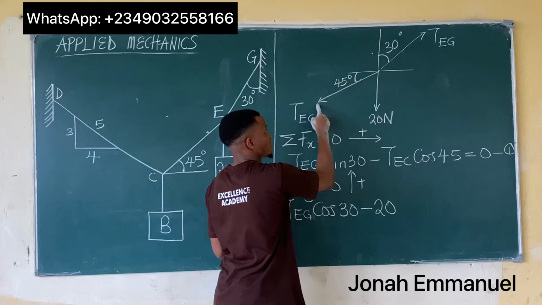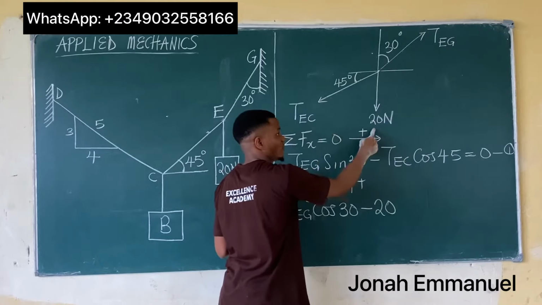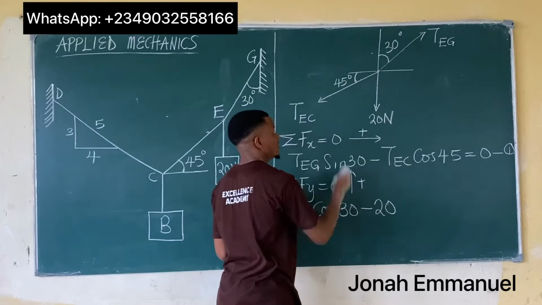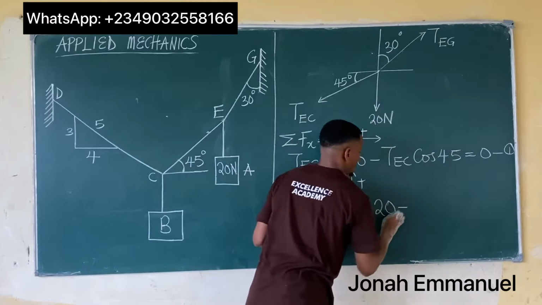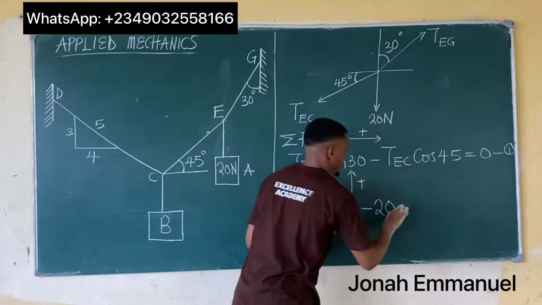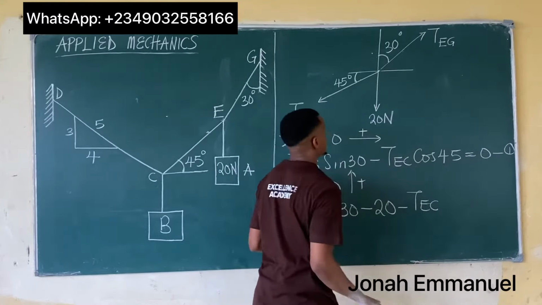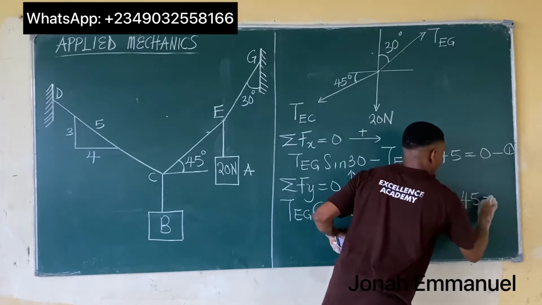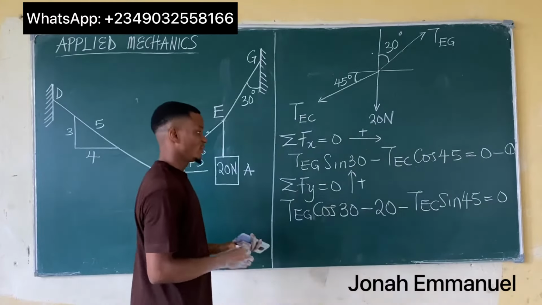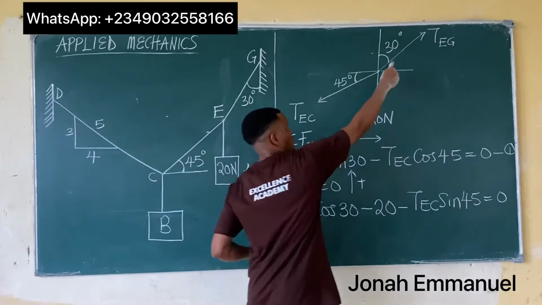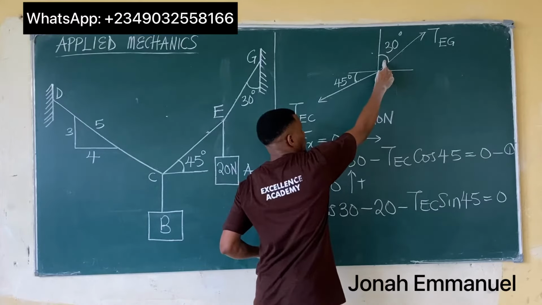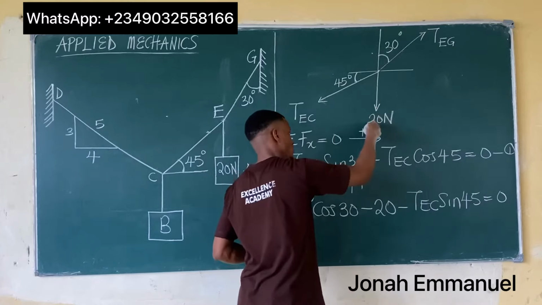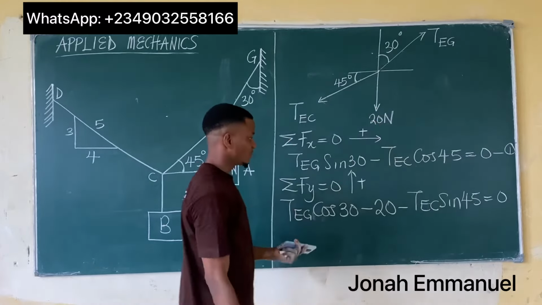This one also can be resolved this way, downwards, because it's inclined with an angle. So you can have horizontal and vertical components. Resolving this way becomes negative. So minus the force here, TEC, and of course sine. So sine 45 is equal to 0. So this summation of vertical force is equal to 0. This one resolved this way because of the angle becomes cos. This one coming downwards, negative. This one resolved this way, negative, and sine of the angle.